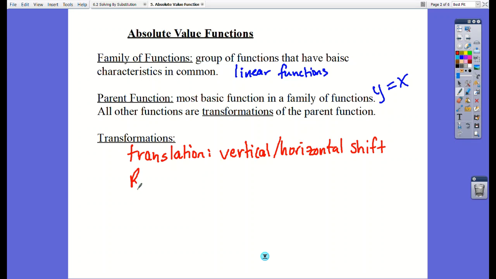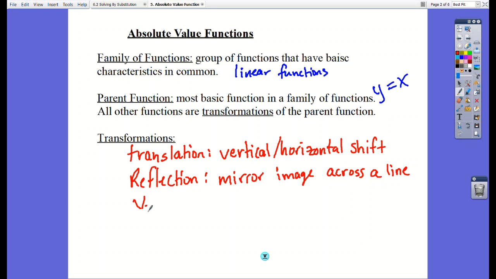We are also going to have a reflection. A reflection is exactly what it sounds like. This is just a mirror image across some line. So it's essentially you just take one graph and you flip it over, right? That's what a mirror image would be. Flip it one way or the other, up and down, left or right. You're just reflecting it. And then the last thing we're going to look at is what we are going to call a vertical stretch or shrink.